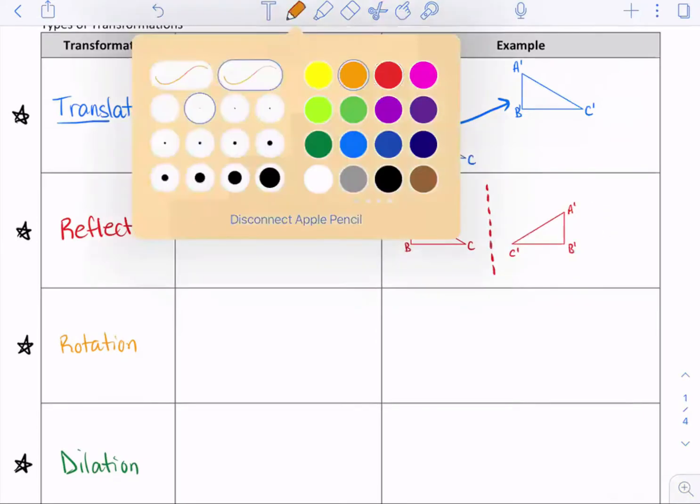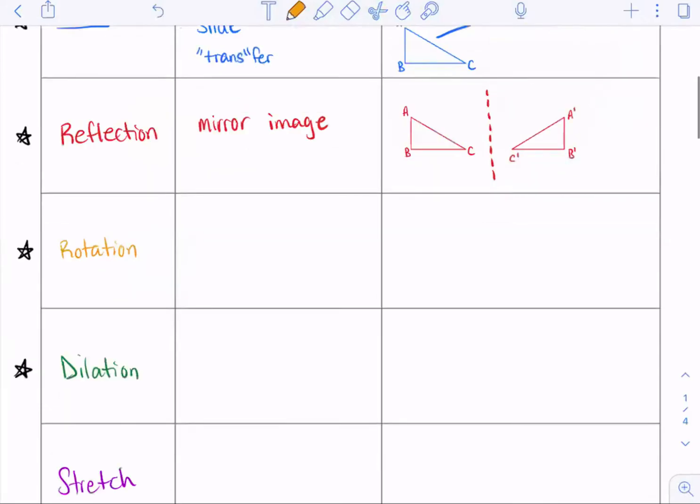The next transformation I'd like to discuss is a rotation. This is where you turn an image. Now you could turn it either clockwise or counterclockwise. Now counterclockwise is usually the positive direction, and clockwise is usually the negative. But we'll get more into those details throughout the week as we get to it. So this rotation is a turn.